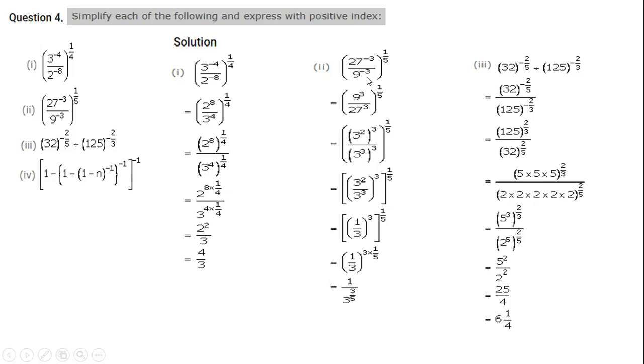Similarly, for the second one, just rewrite the expression as 9 cube over 27 cube. Why? Because we are having negative exponents, so we have to reverse these two. So it will become 9 cube over 27 cube. See, 9 can be written in terms of 3 and 27 can be written in terms of 3. So rewrite 9 as 3 square power 3, 27 as 3 cube power 3. Now bases are same, powers are same in these two values, numerator and denominator.